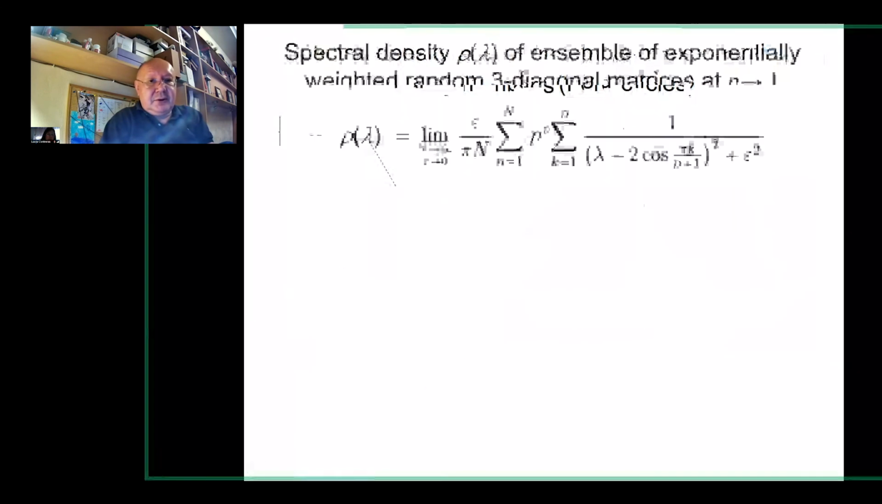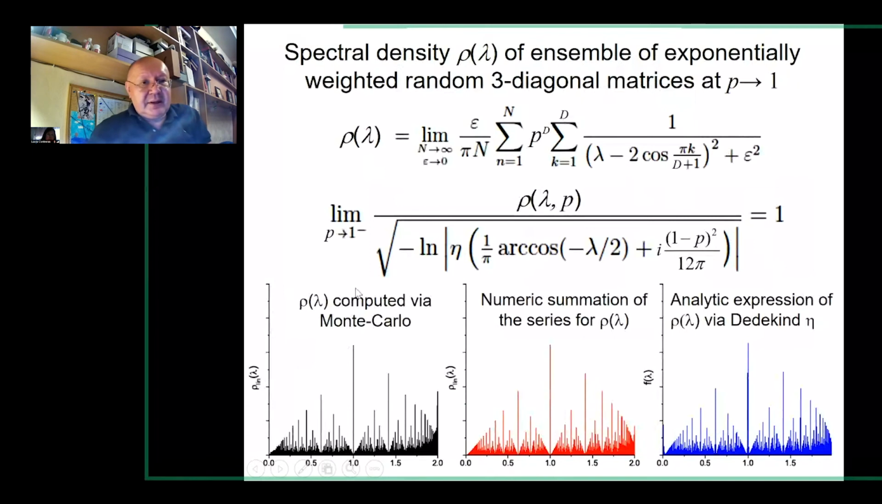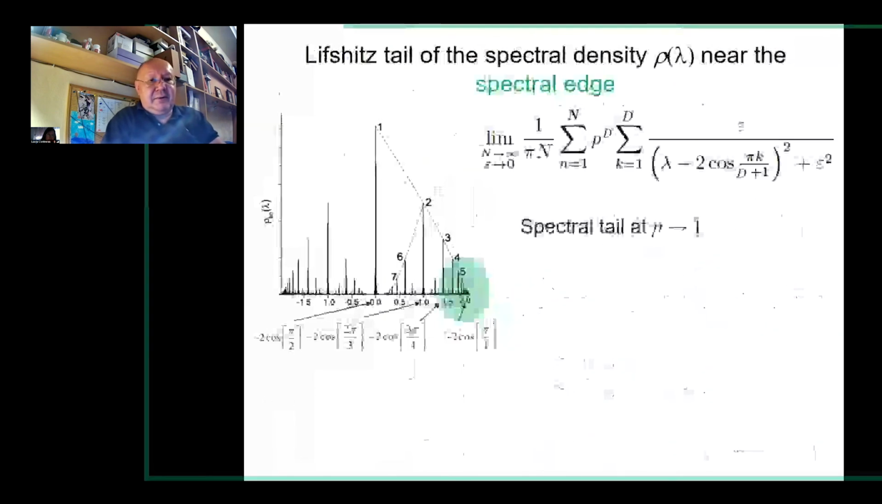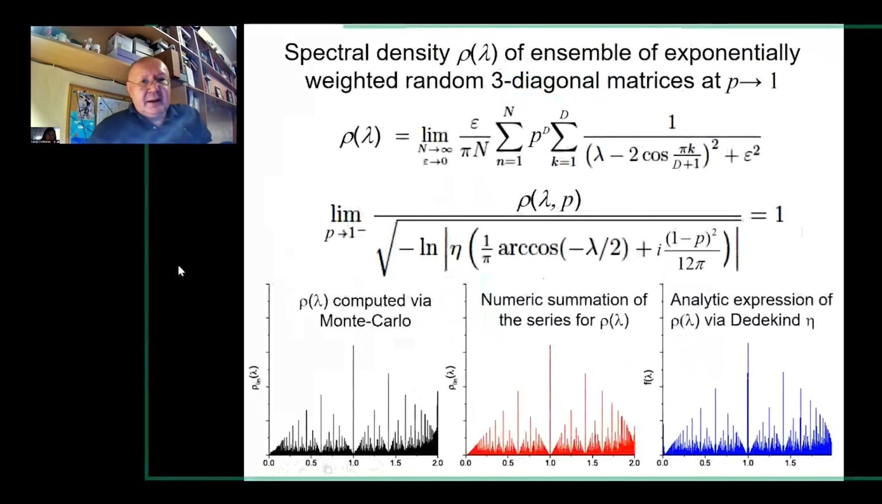And I will show you just the example. This is the computation of the spectral density using the Monte Carlo method. This is precisely what we have done here, shown just half of it to save space. This is the numeric summation of the series, which can be constructed to compute the spectral density. And then finally, by the blue line, we have shown the analytic expression, which involves a famous function known as the Dedekind eta function, and as you see, everything is identical.